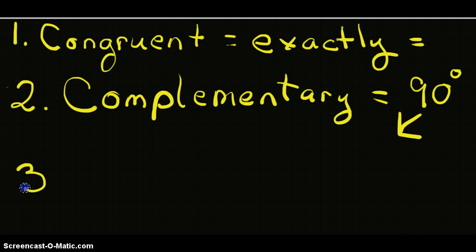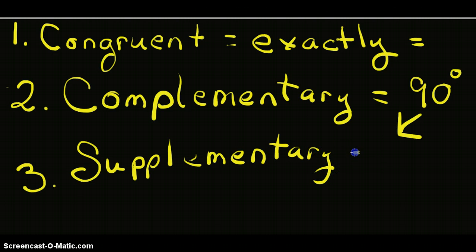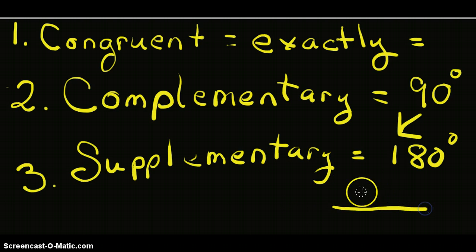More good information. The third definition I want you to know about is supplementary. Now, supplementary angles add up to 180 degrees. And again, that should look familiar. We've talked about straight angles before, and straight angles look suspiciously like a straight line. But now we're talking about two angles that add up to 180 degrees.